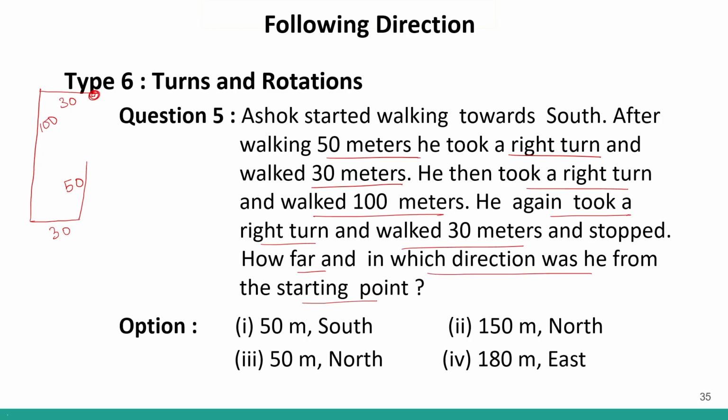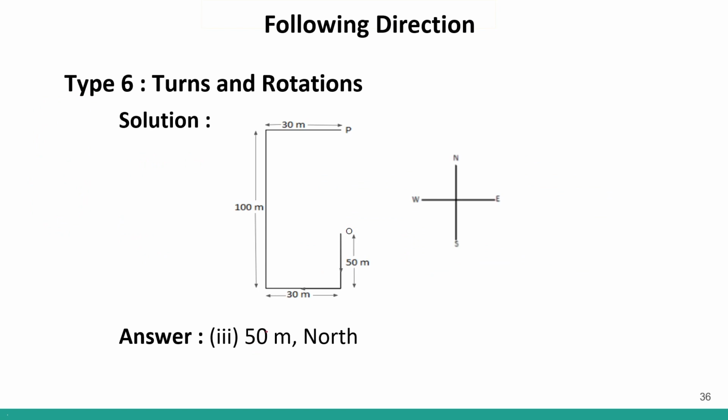So very clearly he'll reach this point and this is the initial point, the starting point. So they will be in line. So we have to find the direction from the starting point. So direction is towards north. And the distance is very clearly 100 minus 50, which will be 50 meters. So 50 meter north is option number 3, and option number 3 will be your correct answer.